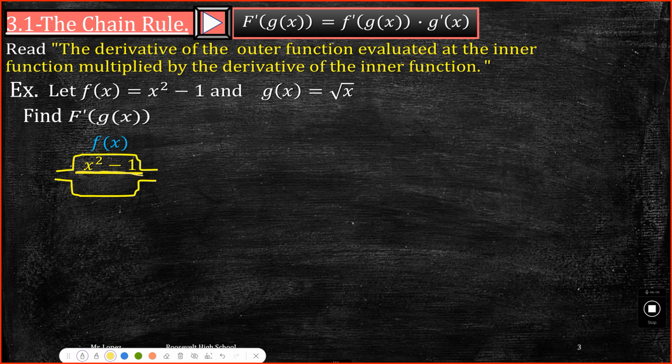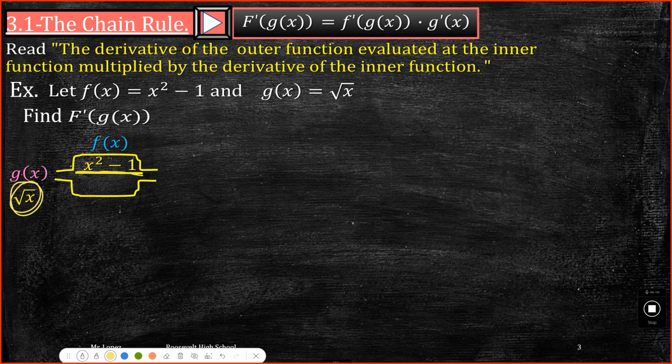Then we write down g of x, and g of x is square root of x. Write it down right here. What this says is that we're going to take the derivative of the outer function, the derivative of the machine, and then evaluate it where this is going to go in for every x. Then we take the derivative of the inner function and multiply it by whatever we get here.